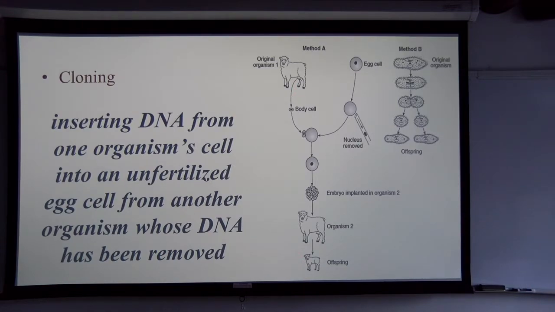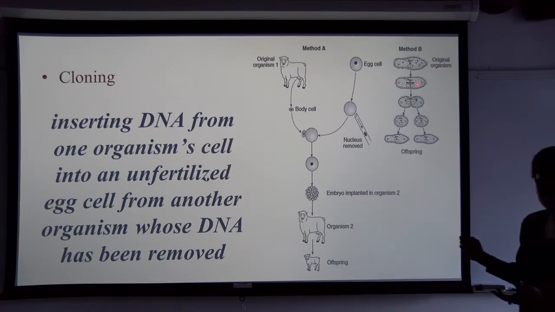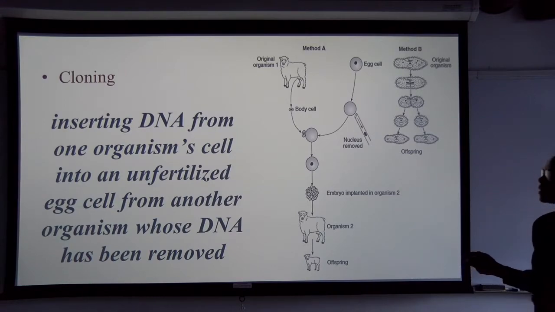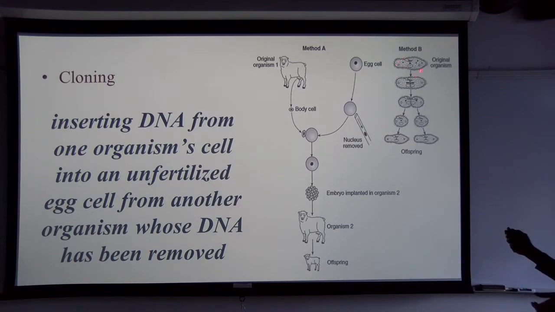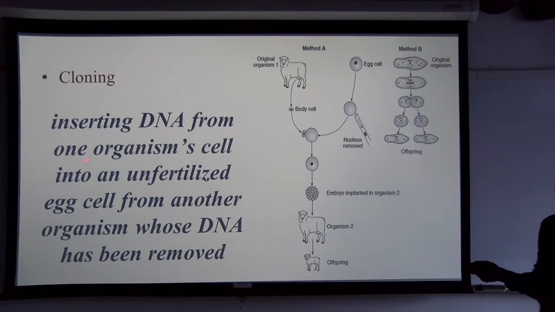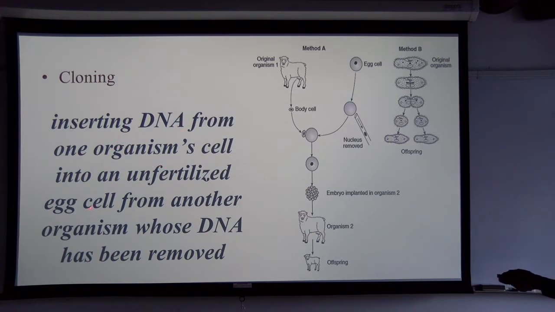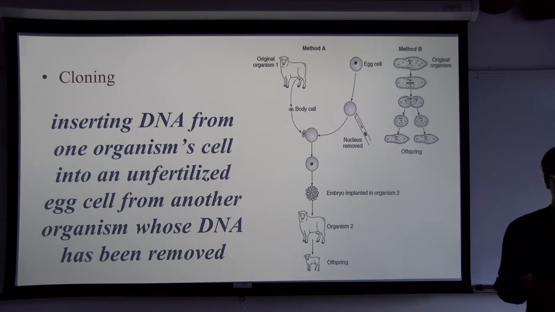And so we've seen cloning in other options. When we covered asexual reproduction, we saw it in binary fission and budding, the same exact idea, where you end up with an offspring that's identical to the parent cell. So cloning is inserting DNA from one organism's cell into an unfertilized egg cell from another organism whose DNA has been removed.